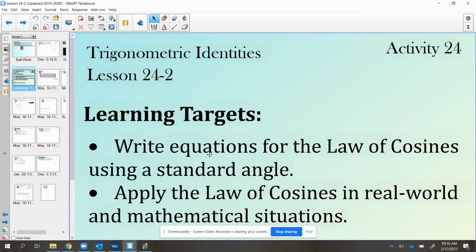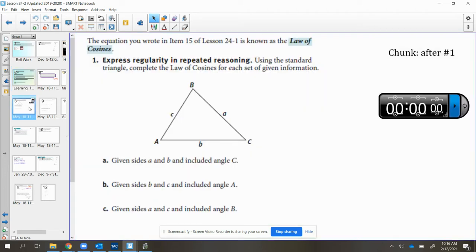Everyone, and welcome to lesson 24.2. We're going to skip 24.1 and jump right into 24.2, which starts on page 326, identifying the law of cosines.